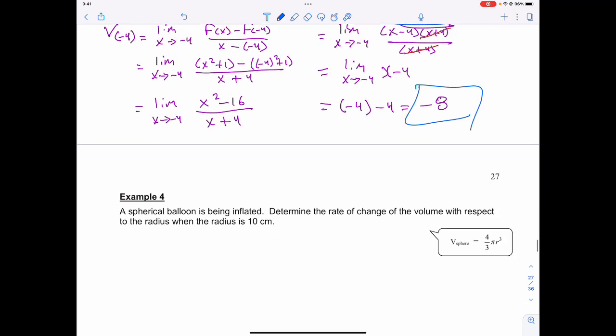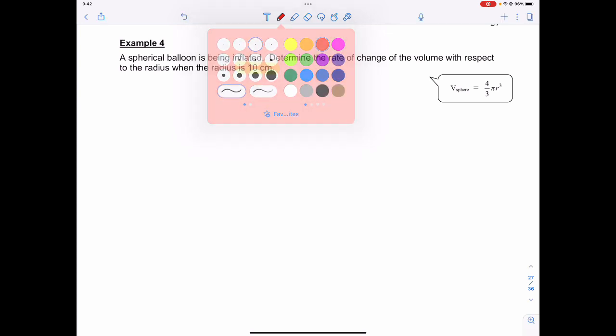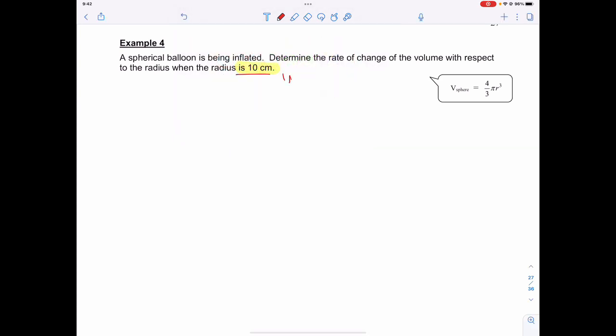All right, let's do one last example here. A spherical balloon is being inflated. Determine the rate of change of the volume with respect to the radius when the radius is 10 centimeters. Once again, we can tell, based on the way it's stated, that this is instantaneous.